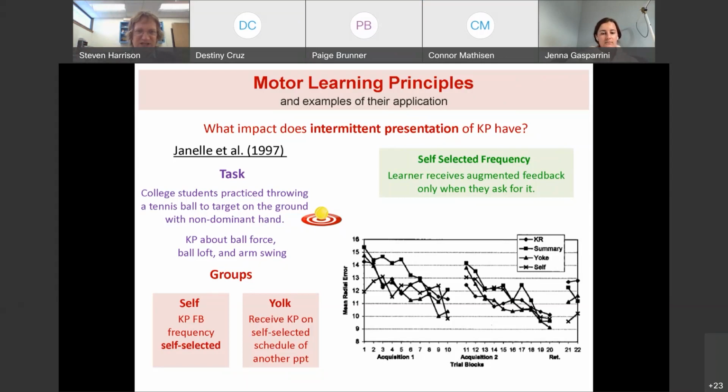Okay, so we see a little bit of a jumble during acquisition, and as with a lot of these studies, it's only when we get to the retention test, like 21 and 22 at the end, where we actually start to see the reliable changes. During the retention test, the lowest amount of error was achieved by those participants that were able to request the feedback whenever they felt like they wanted it. The yoked feedback and the summary feedback ended up being the same, and the least retention is seen by those participants that got knowledge of results on every single trial.